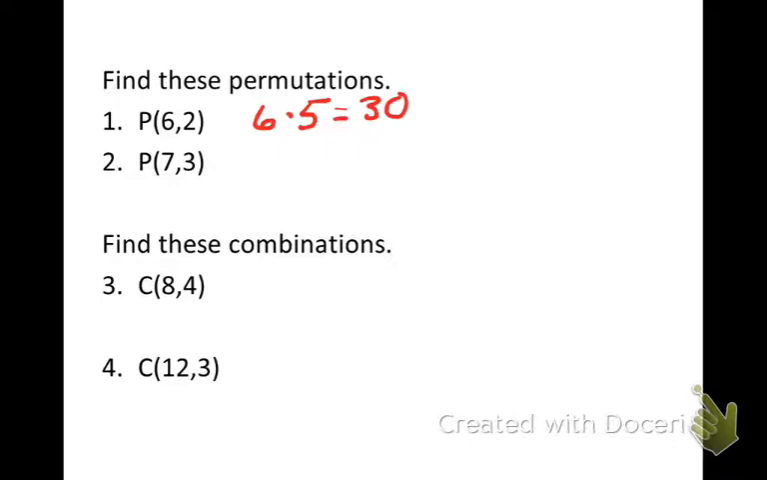How many permutations are there if from 7 we're choosing 3 things? The first choice you would have 7. Second choice you would have 6. Third choice you're going to have 5. 7 times 6 is 42, times 5 would be 210.